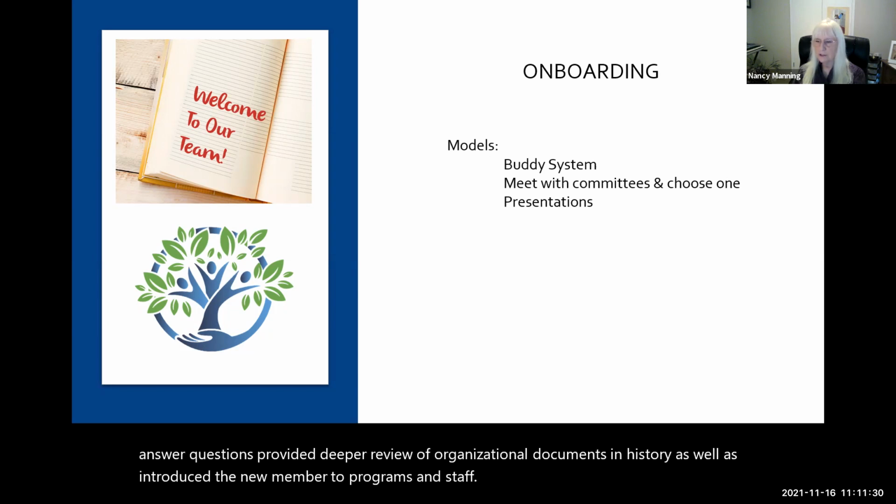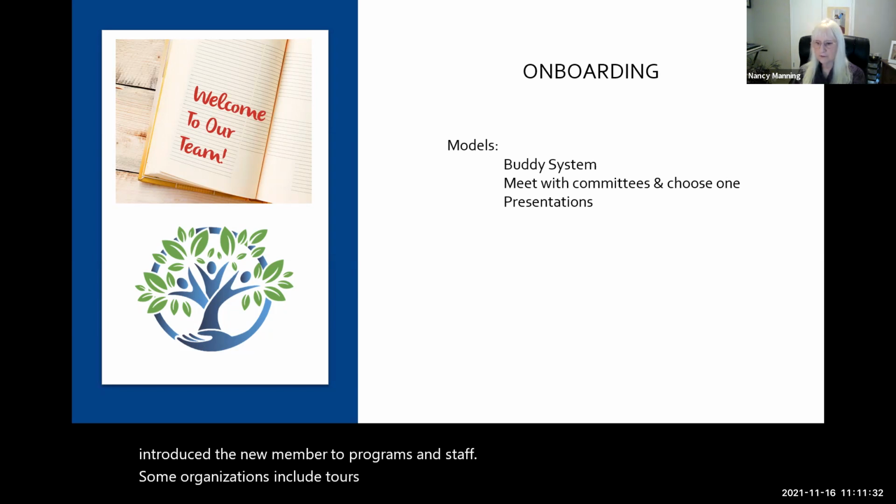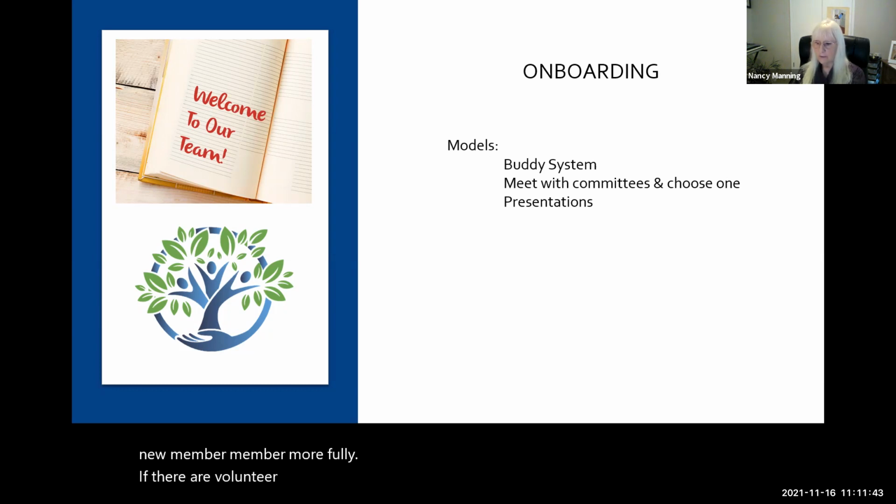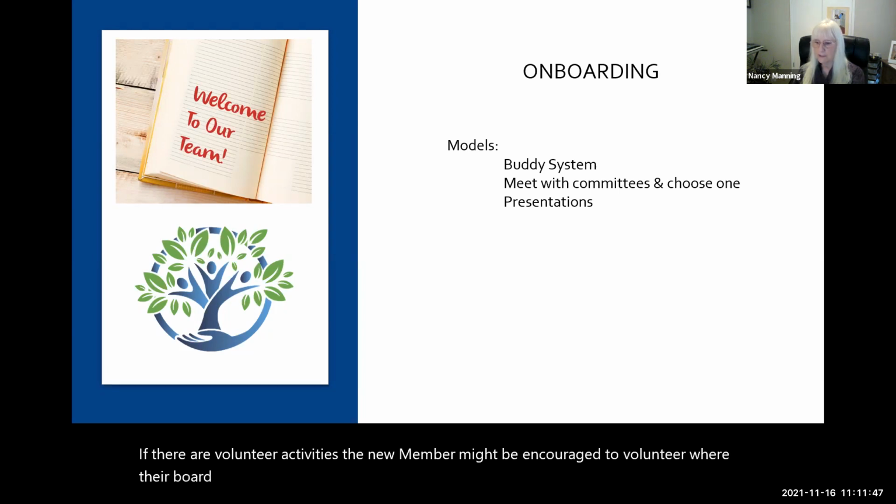Some organizations include tours of facilities or field trips to see the mission in action to engage the new member more fully. If there are volunteer activities, the new member might be encouraged to volunteer for their board buddy in a program activity, again to involve them more fully.